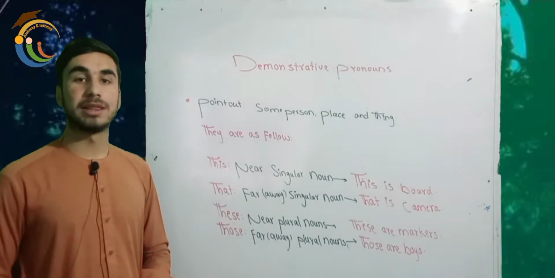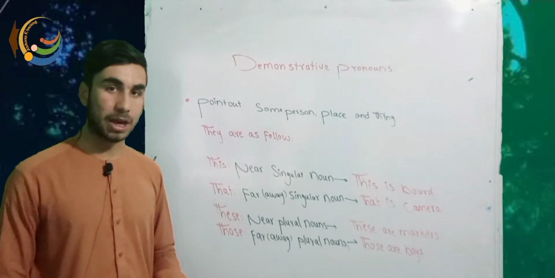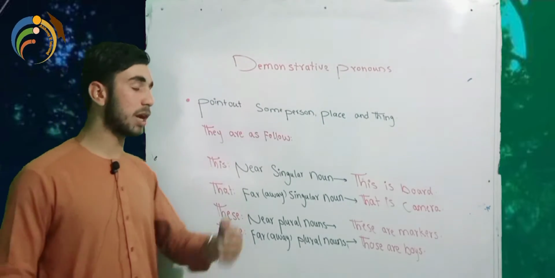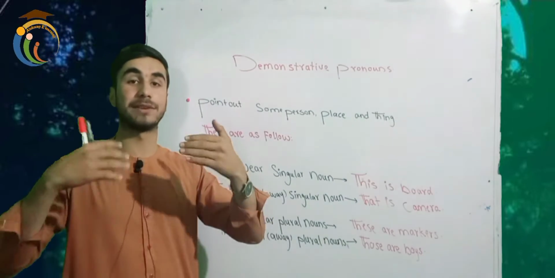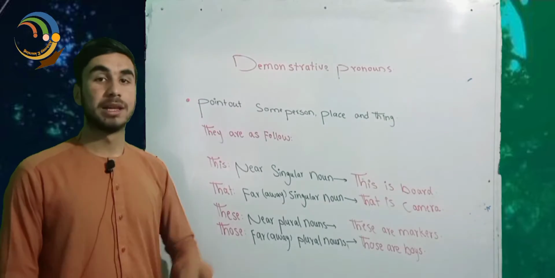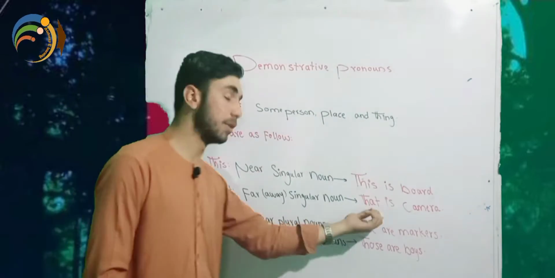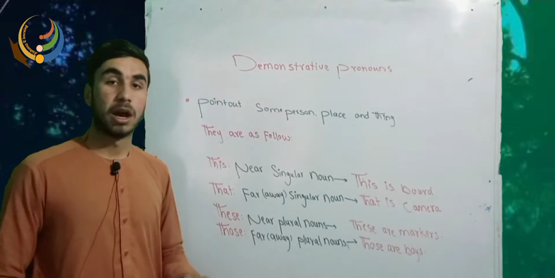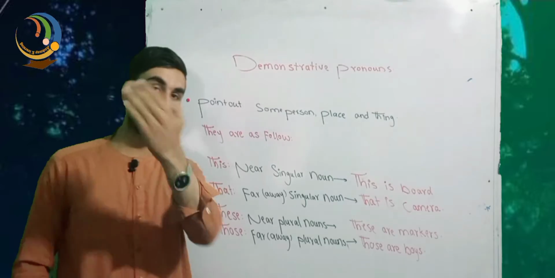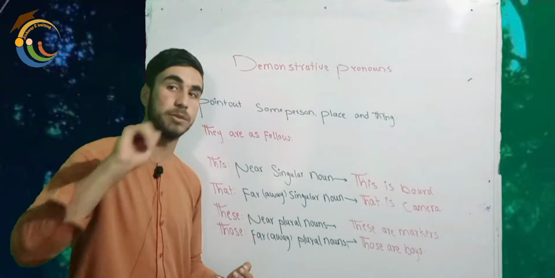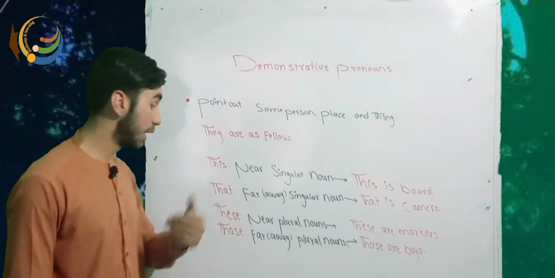That is used for a far singular noun, something that we cannot touch, and some people say that is non-touchable. For that we use that. For example, that is a camera. You see, I have a camera in myself. That is far from me, that is not touchable for me, so I use that.